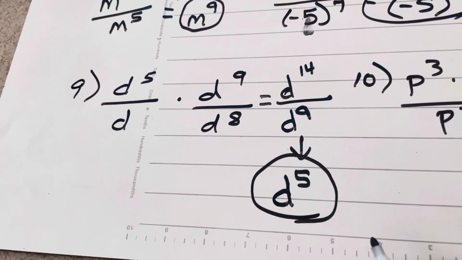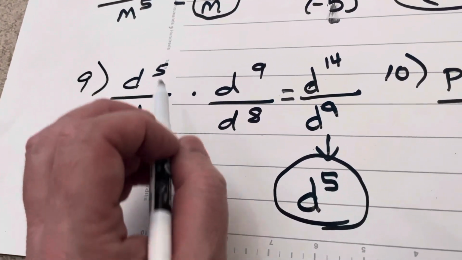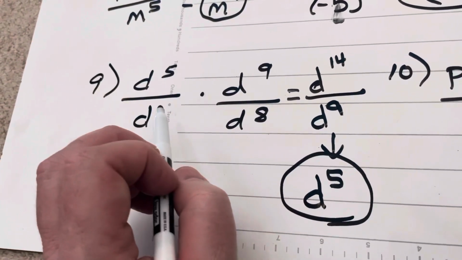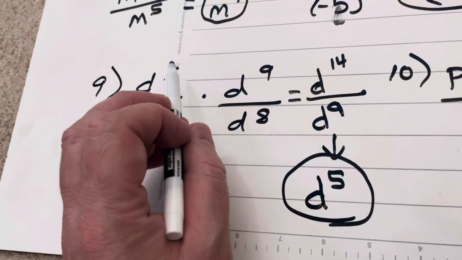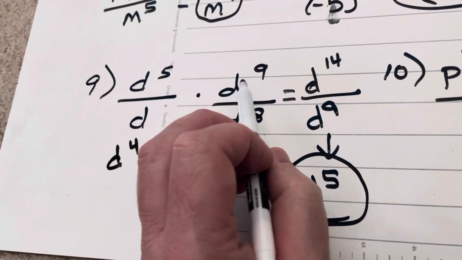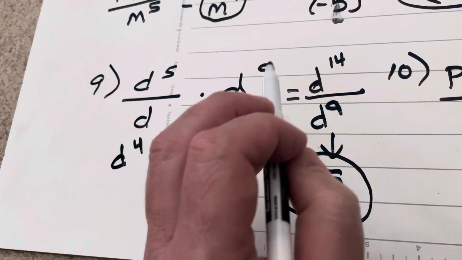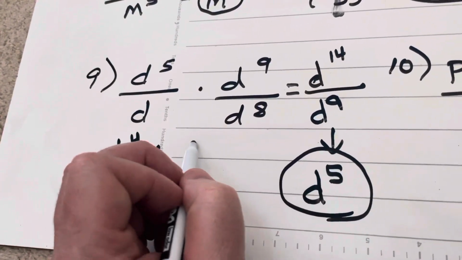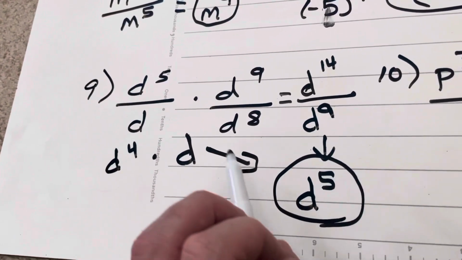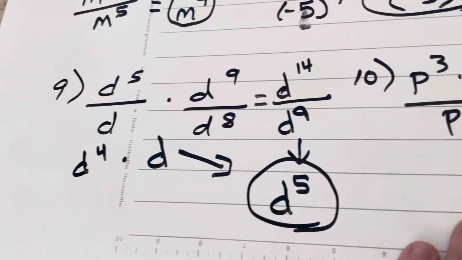All right? Now, if I was to do this a little bit differently, let's think about it here. If I wanted to take care of this, I'm just going to point this out. D to the power of 5 divided by D to the power of 1. Well, 5 minus 1 is 4, so that would be D to the power of 4. D to the power of 9 divided by D to the power of 8. Well, 9 minus 8 is 1, so that would be D to the power of 1, or just D. And when I multiply those together, I still get D to the power of 5, because there's a 1 here. 4 plus 1 is 5. Just a different way to approach it. You get the same answer.